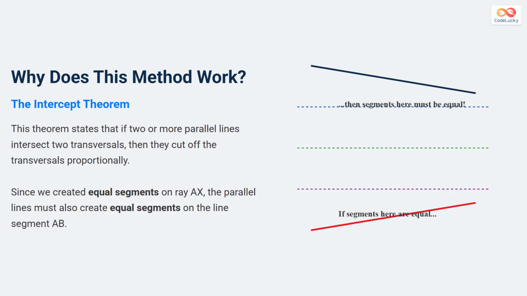This works because of the Intercept Theorem. It guarantees that if you have parallel lines cutting across 2 other lines, called transversals, they divide them proportionally. Since we made the sections on our helper ray equal, the parallel lines must force the sections on our main segment to be equal too.